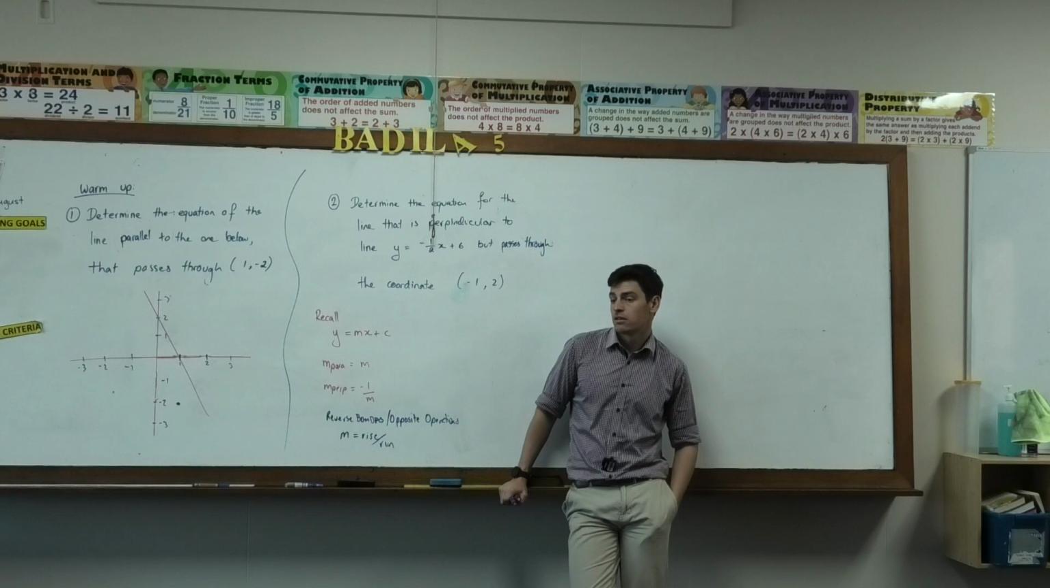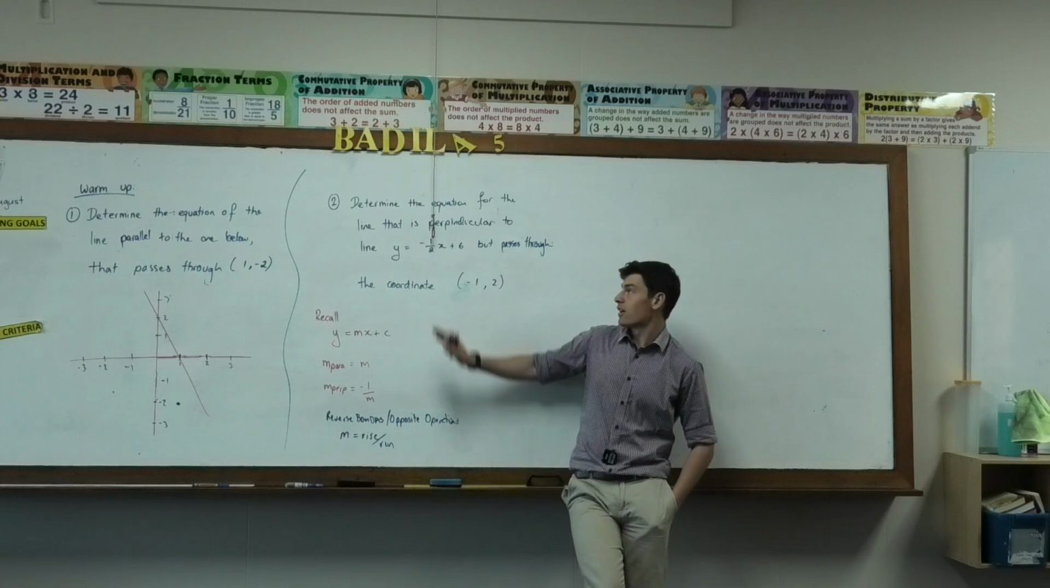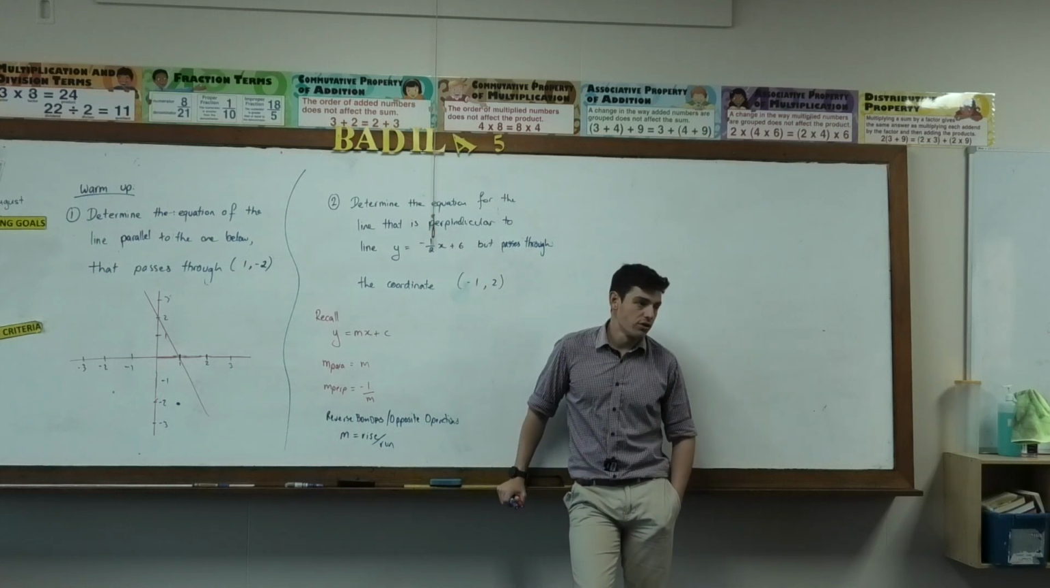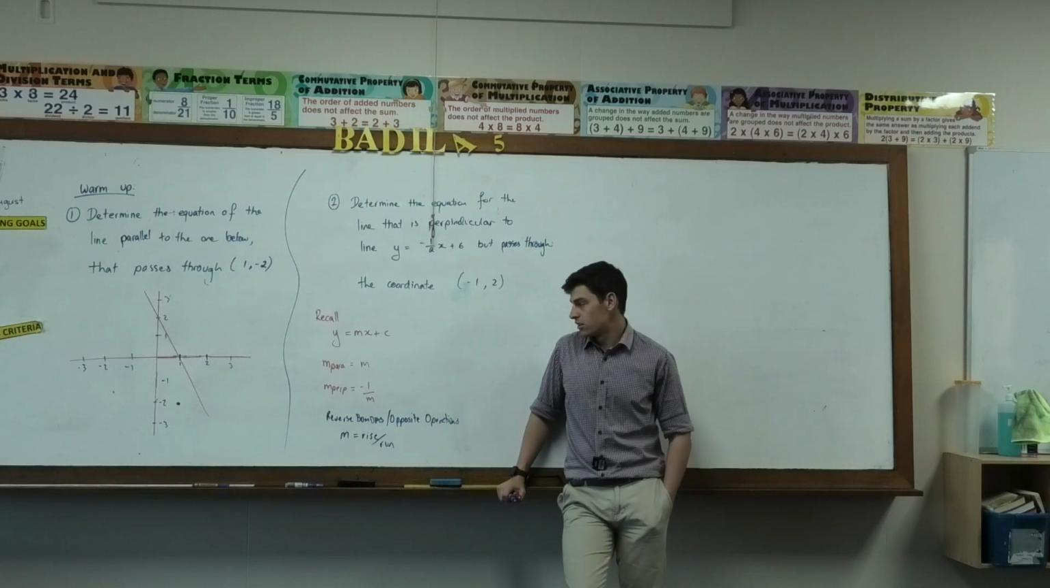Thanks, Bailey. Our c represents our? In this scenario, yes, it's 6, but what does that represent? The y-intercept, very good. So if we understand those things, we're in a good position.